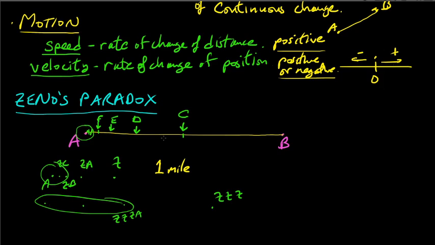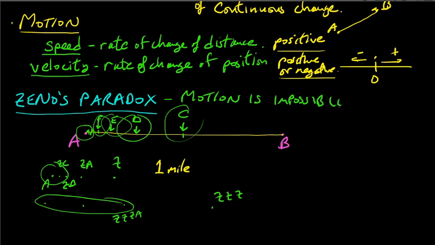So to get from any point to any point, to get from point A to point B, you first have to get halfway there, and that takes a certain amount of time. But then to get halfway there, that takes another certain amount of time. And so on, right? So it should take, essentially, forever, an infinite amount of time to get anywhere. So that's the paradox, basically that you can't get anywhere. That motion is completely impossible. To get from any point to any other point will take forever, an infinite amount of time.